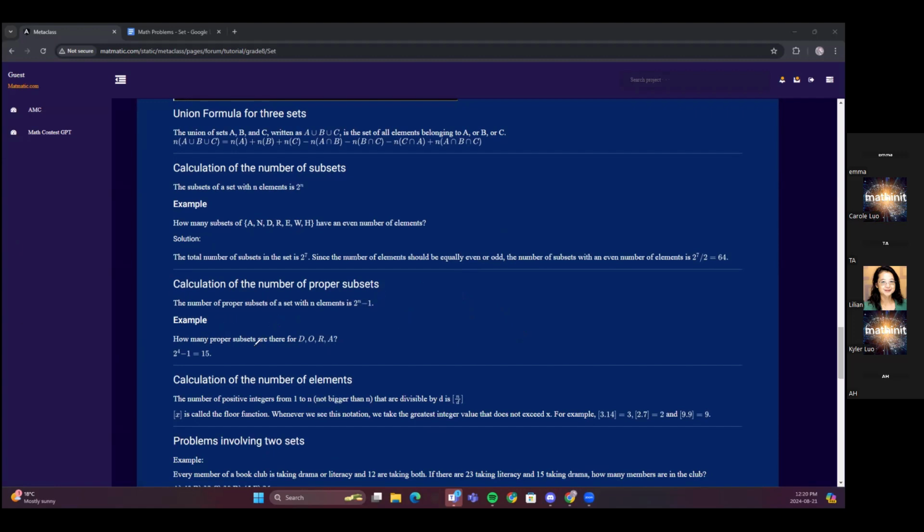Like in this example, how many proper subsets are there for DORA? It's 2 to the power of 4. But you have to minus 1 because there's one improper set. So you'll get 15.